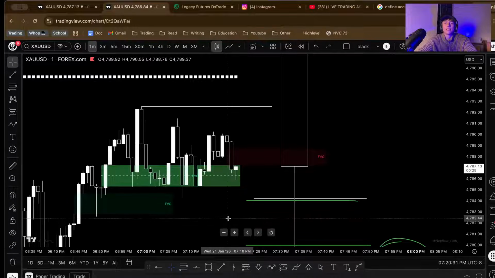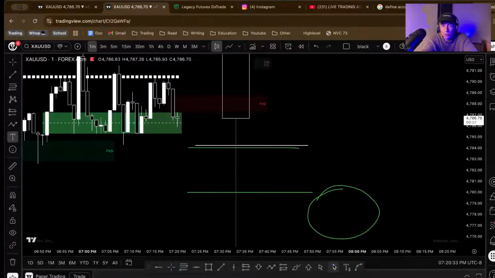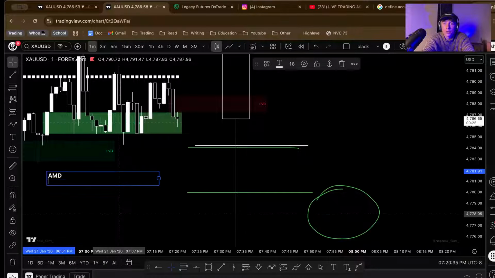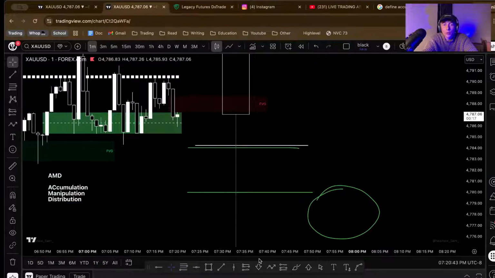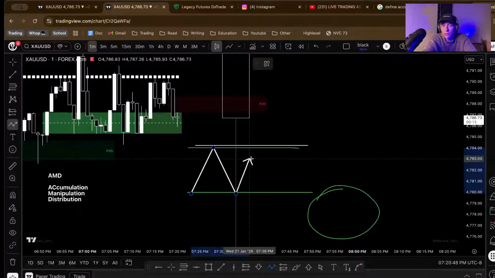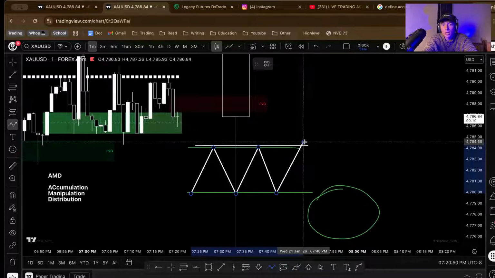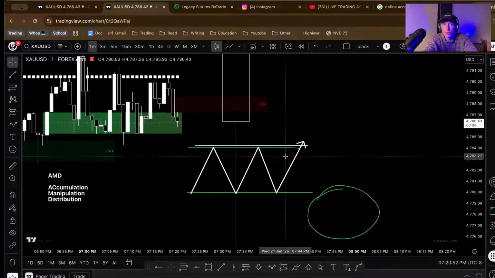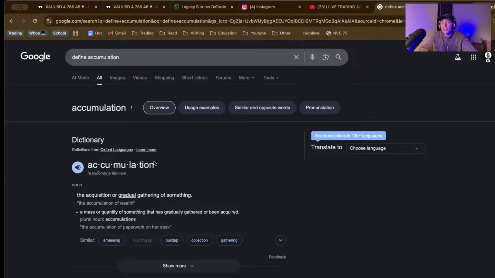AMD, exactly. We're part of the AMD cycle. So for everybody that's heard of AMD, pretty much it stands for accumulation, manipulation, and then distribution. And this is what we look for every single day. It doesn't just apply to the daily candle. It applies to even lower time frames as well. Accumulation is pretty much when it's building up orders. Like I defined accumulation, the acquisition or gradual gathering of something.